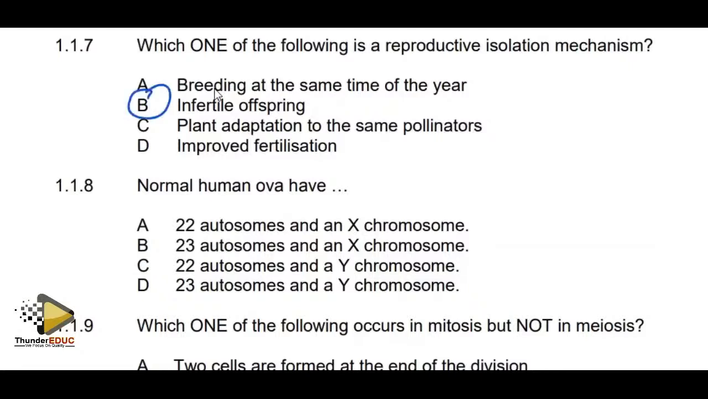Why? An example is, for example, a horse. You have a horse and then a donkey. When you cross the two, you've produced a mule which cannot reproduce again. It is infertile. So it means that they are being separated. So the answer is B.